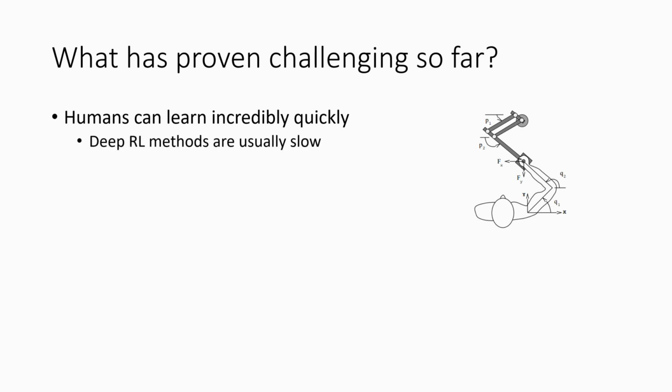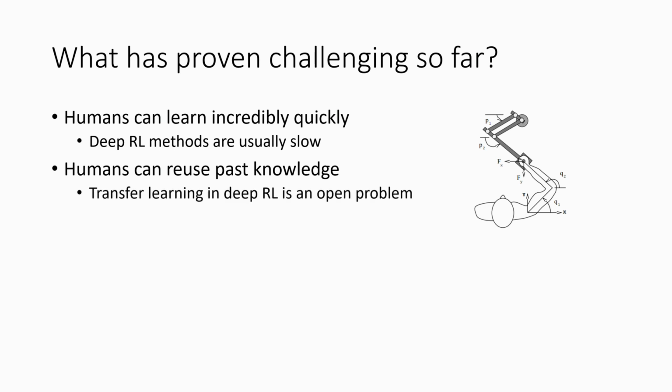Deep RL methods usually require quite a bit of experience to learn effectively. Humans are also really, really good at reusing past knowledge. So we very rarely actually learn things from scratch. We use a lifetime's worth of experience to learn things much more efficiently. Transfer learning in deep RL is still a very open problem. We'll talk about that in this class, but obviously there's still a really long way to go.